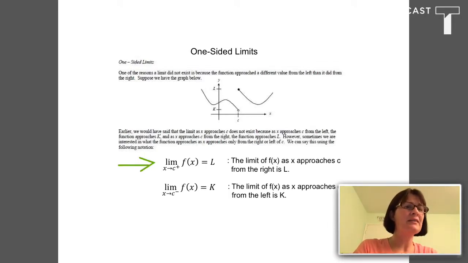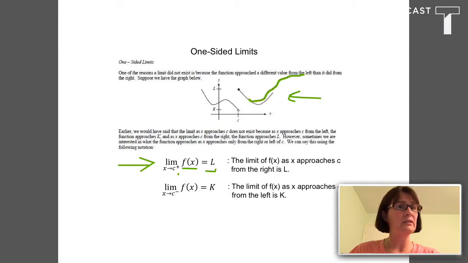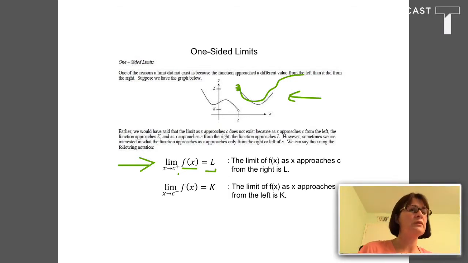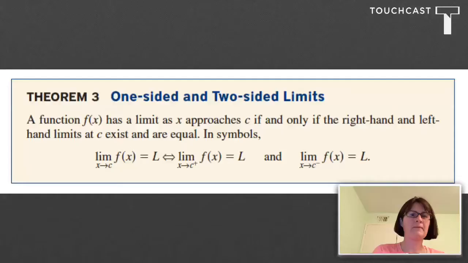We say the limit of f of x as x approaches c from the right equals L. It's this little plus sign that tells us we want to approach only from the right. So in this example, as x approaches c from the right, what's the y value I'm approaching? It's L. Similarly, the limit of f of x as x approaches c from the left, with a little minus sign up top, in this case equals k. So make sure you write that notation in.